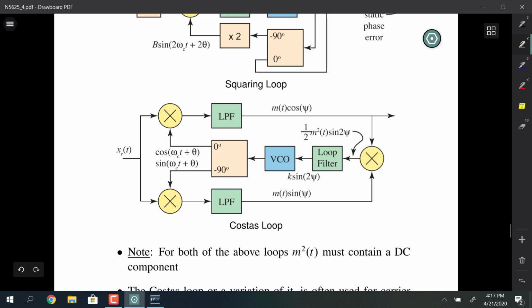Another type of loop that is used in digital communications is the Costas loop. It performs similarly to the squaring loop, except it does it with two arms or two branches, an in phase and a quadrature branch. And it doesn't require the VCO, it doesn't require a doubler. It just is going to use a quadrature hybrid to put out sine and cosine. And then the loop filter is locking with a factor of 2 psi. So it does have two stable lock points because of that 2 psi.